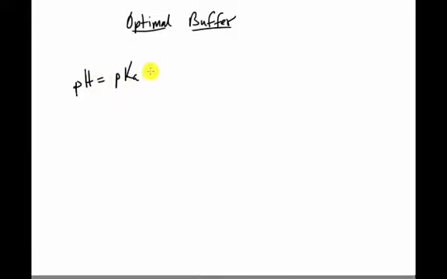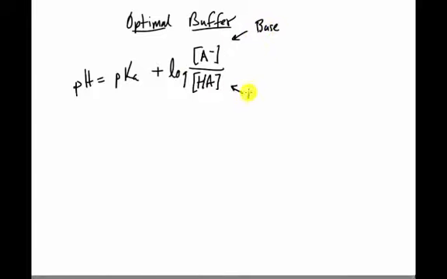Okay. Last thing I'm going to talk about is what's called an optimal buffer. All right, so pH is equal to the pKa, plus the log of the conjugate base over the acid. So this is always going to be your base, by the way. Top one is always the base, the bottom one is always the acid.